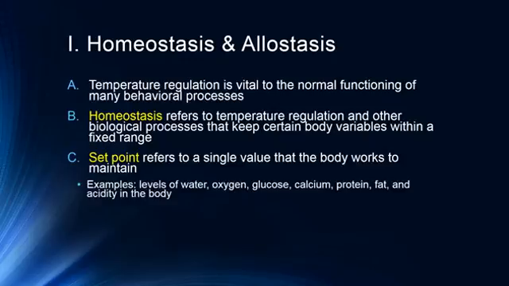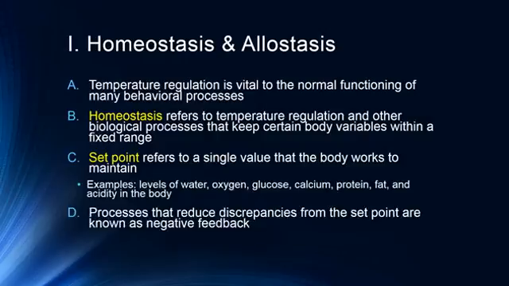Set points also exist for levels of water, salinity, oxygen, glucose, calcium, protein, fat, and acidity. So we try to maintain these within a certain range. And if we go outside of those ranges, we can have certain physical problems and certainly a lot of psychological problems. For example, if the pH in our blood is outside of its normal value, we can have digestive issues and a sudden and dramatic decline in cognitive functioning. And so it's important to try to maintain within these set points.